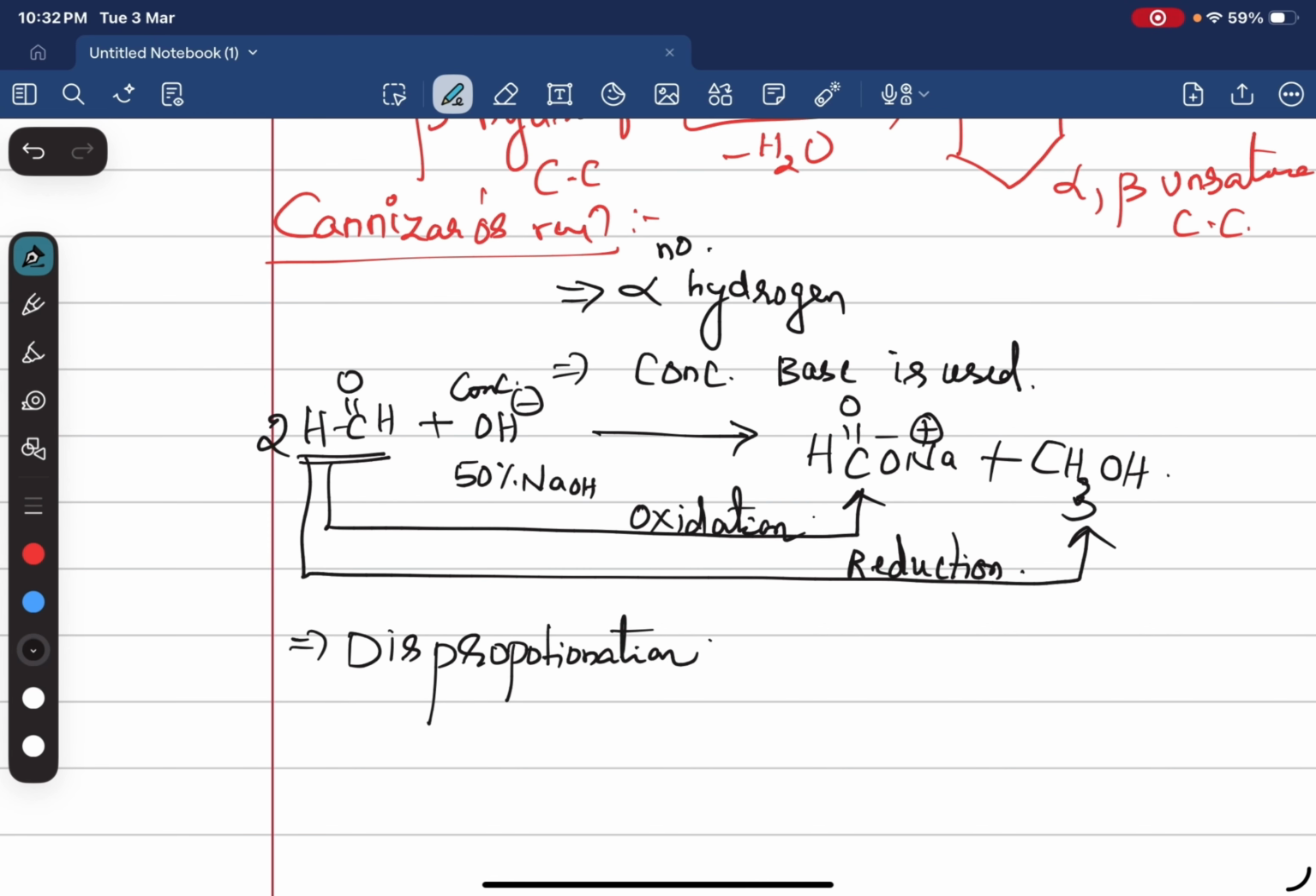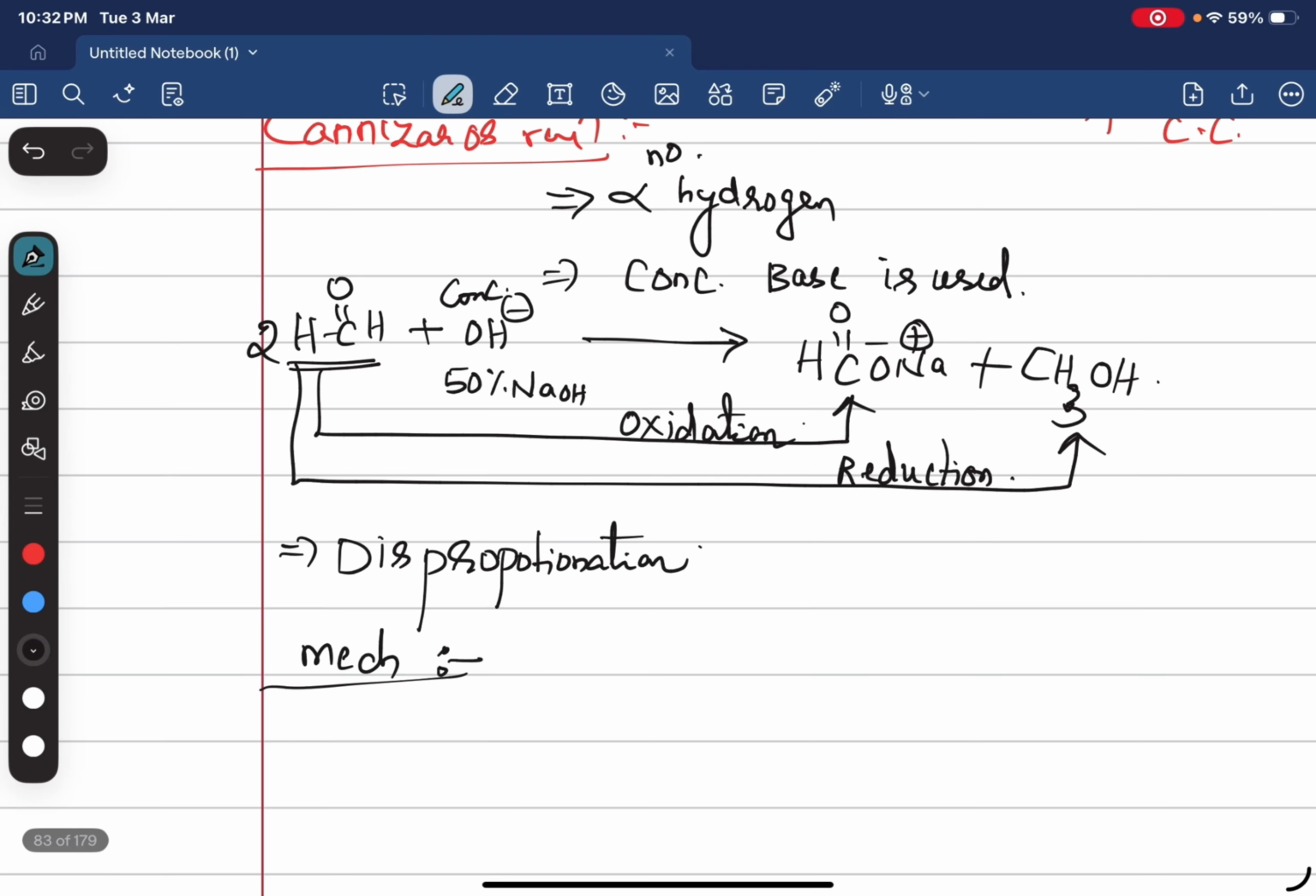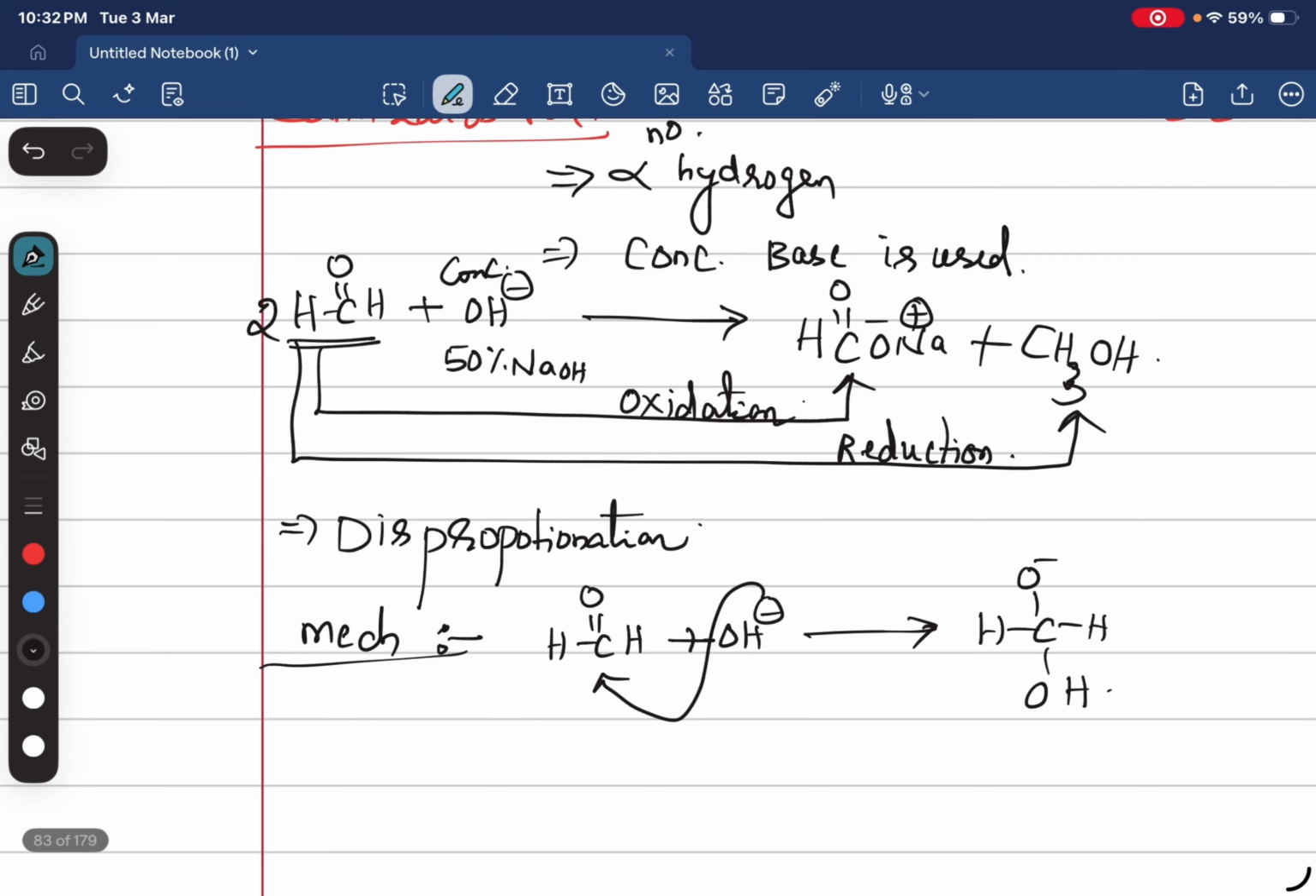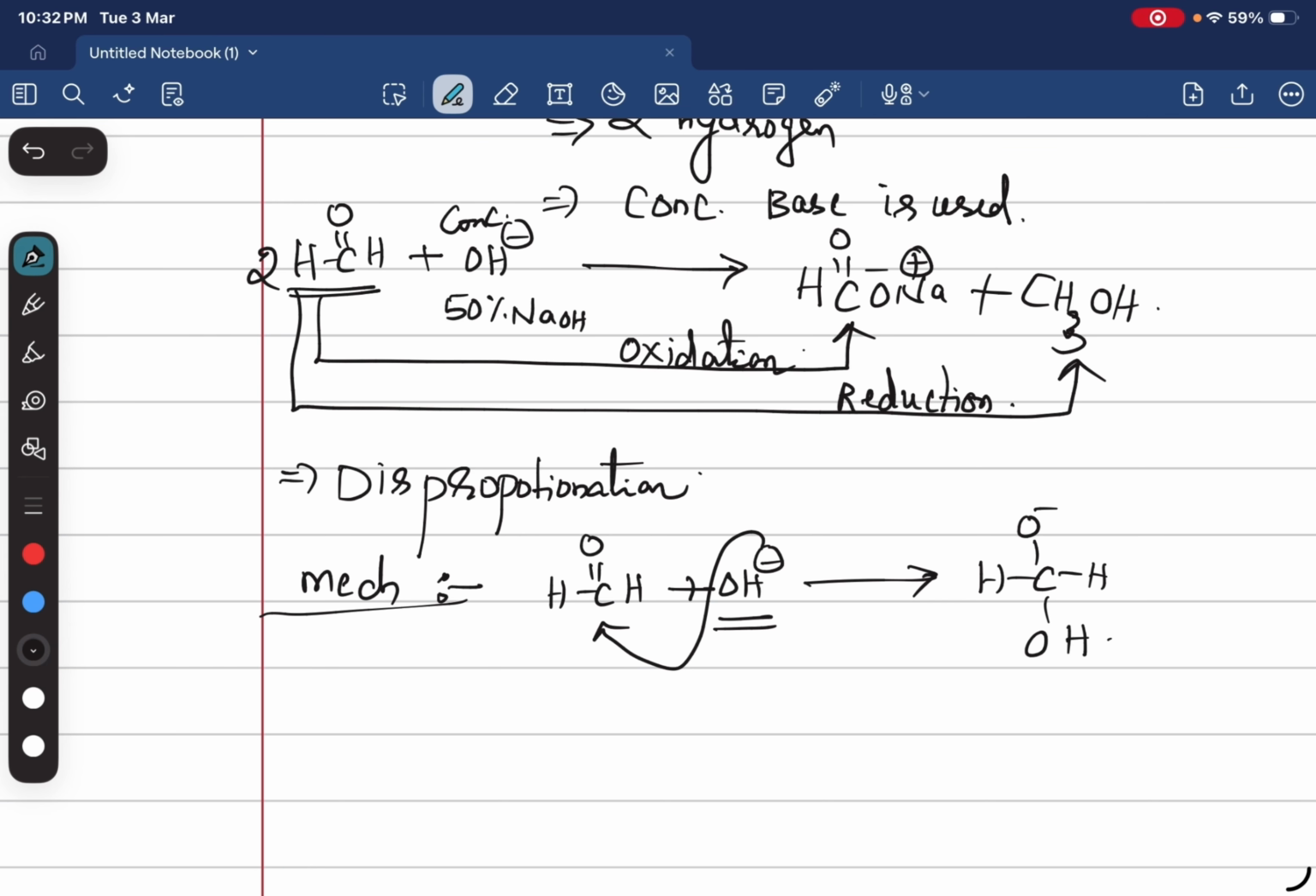Mechanism we can write for this. Here also you can make 2 steps. HC double bond OH, when it reacts with OH minus, nucleophilic addition happens here. Then what is the result? HO minus HOH will be formed. This is step 1. Depending on the strength of the OH group, the respective compound is formed. This is with a strong base. This is step 1. Now we can write step 2.